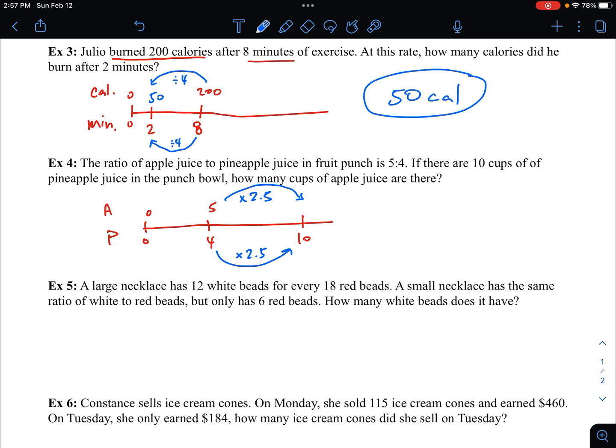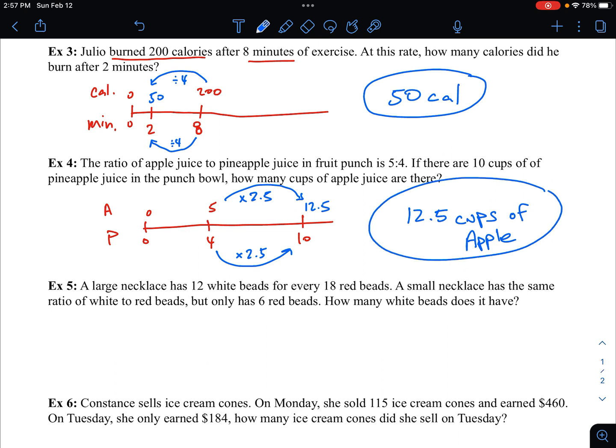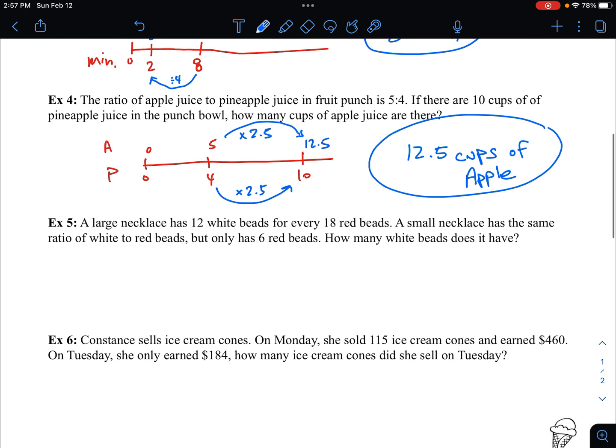And that's going to get us 12.5. Oh, whoops. 12.5, here we go. So we are going to use 12.5 cups of apple juice. I think we can assume that we mean apple juice.